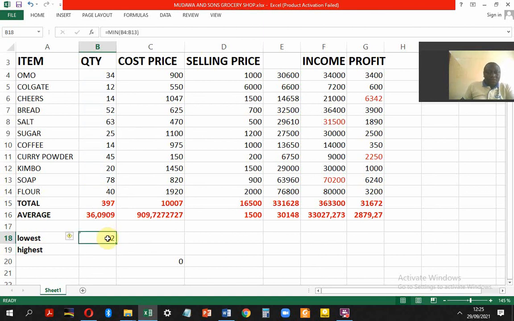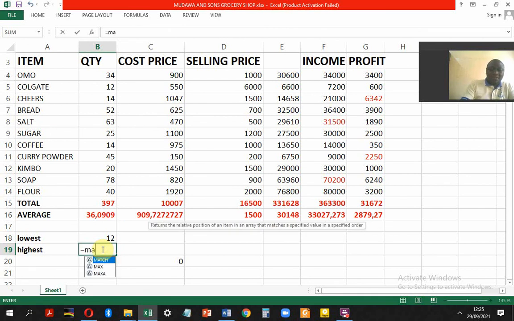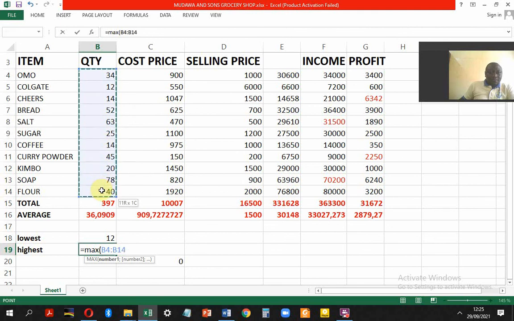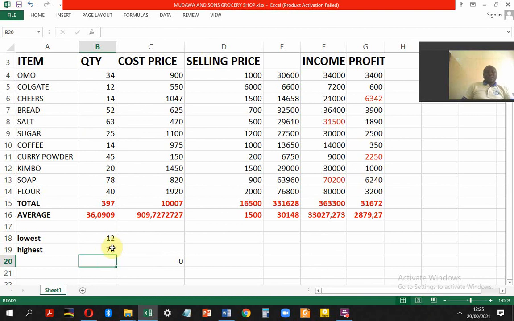Okay, when you check through, it is B14. So enter. So then when you come to the highest is max. So equal sign max, and then open brackets, still highlight. Okay, and then hit your enter. Right, so this is how we calculate. You can see my answers. We said the answer should be in red.